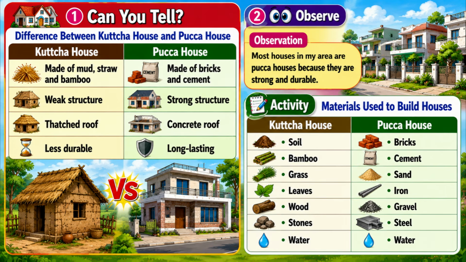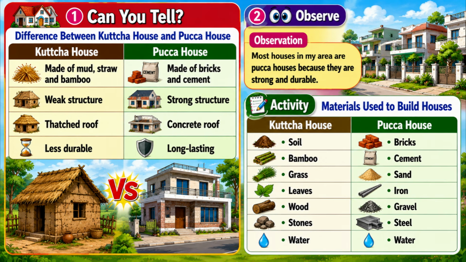Let us now understand the difference between kutcha houses and pakka houses. A kutcha house is made of mud, straw and bamboo. It has a weak structure, a thatched roof and is less durable. A pakka house is made of bricks and cement. It has a strong structure, a concrete roof and is long-lasting. Now, observe the houses in your area. Most houses in my area are pakka houses because they are strong and durable.